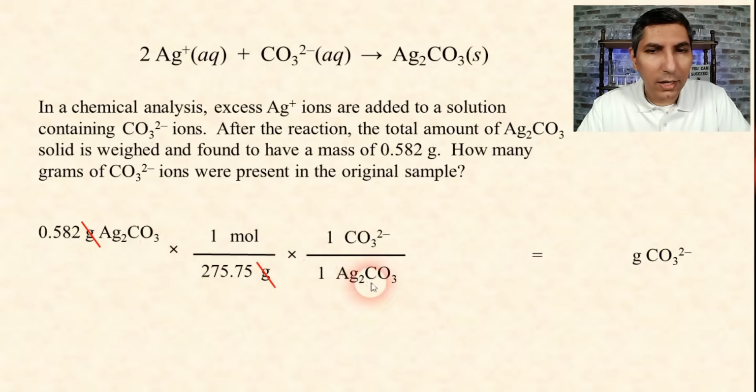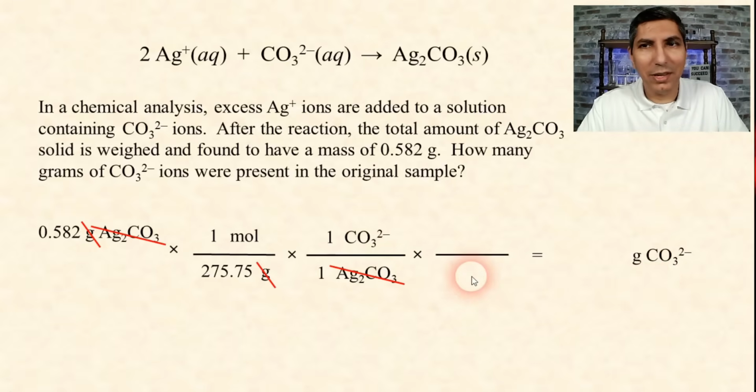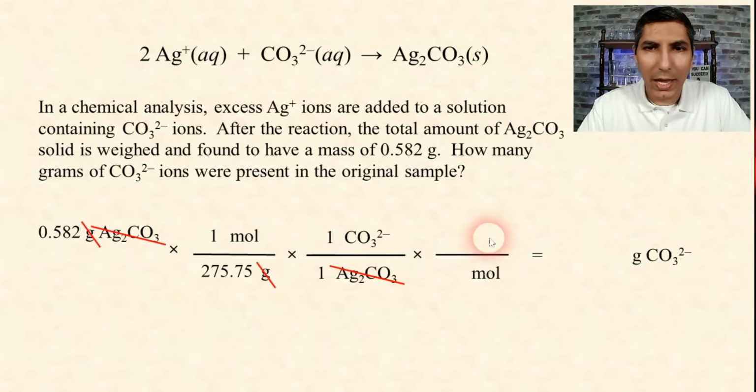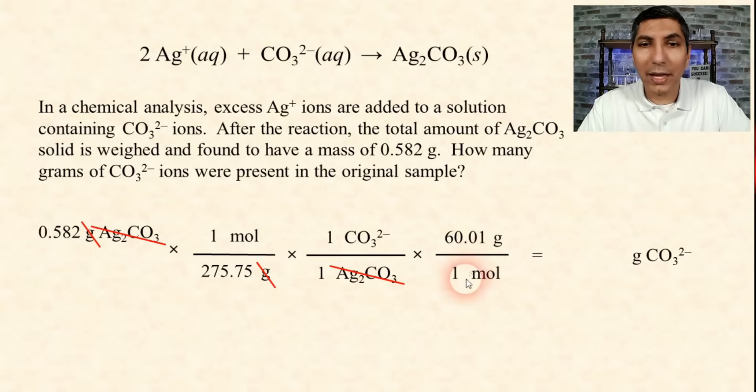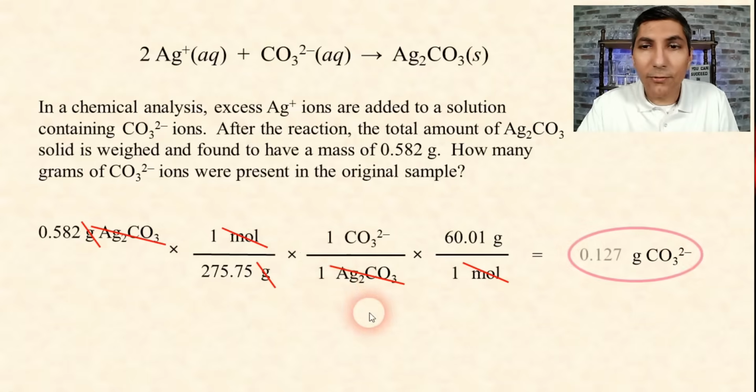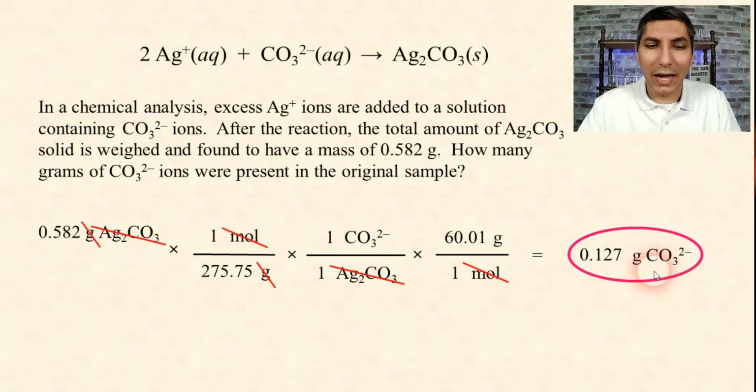So now silver carbonate goes out top and bottom. We're in moles of carbonate. We want to be in grams of carbonate. So step 3 is convert to that final unit, which is grams. So moles on the bottom and grams on top. So according to the periodic table, it's about 60.01 grams in 1 mole of CO3 2-. So moles are out. And so on my calculator, I just take 0.582 divided by 275.75 times 60.01, all these units cancel out, and I find that the answer is about 0.127 grams of the carbonate ions right there.